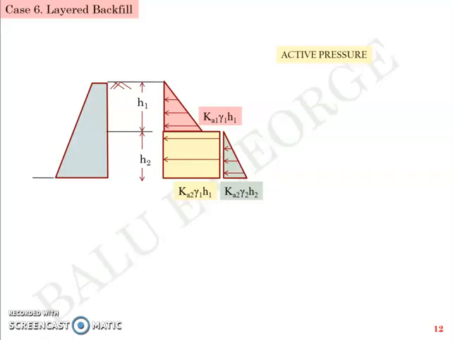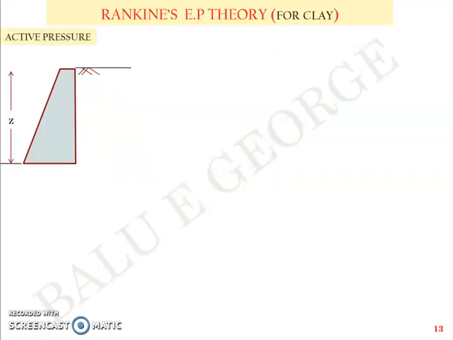The next is Rankine's earth pressure theory for clay. Now, while defining the assumptions, we had defined the soil to be cohesionless. But when the soil is cohesive, you need some modifications for the equation. Now let's consider a retaining wall with a height Z instead of H. And let's try to define the active pressure here.